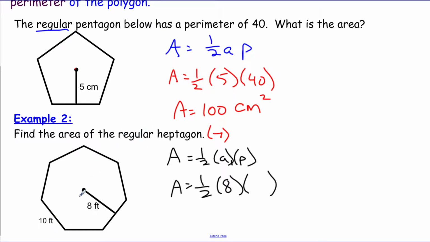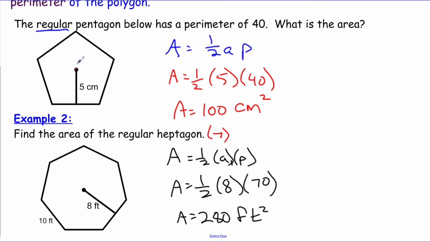Regular means that all of the sides are equal. And again, heptagon means there are 7 of them. So really I'm saying 10 plus 10 plus 10 plus 10 plus 10 plus 10 plus 10, or just say 10 times 7. The perimeter is going to be 70. Okay, so in some cases, you might have to do a little bit of work to figure out one of the pieces of information that you need to plug in. So again, this really just says 1/2 of 8, which is 4. 4 times 70 is 280, okay, feet squared, or square feet.